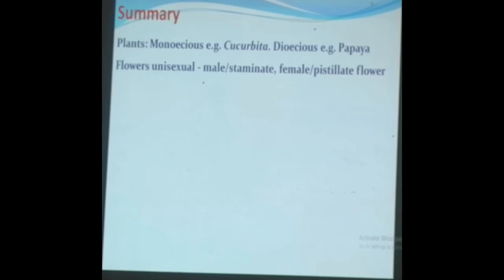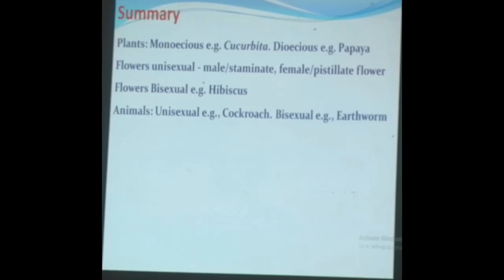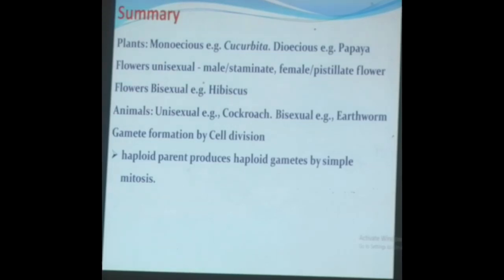Now, moving on to the flowers, they may be unisexual, as we learned with the staminate flowers and the pistillate flowers. That condition is to be remembered. Then, flowers may be bisexual, an example is hibiscus. Animals are also bisexual. In the case of earthworm, we call this condition the hermaphrodite condition, and it is unisexual in the case of cockroach. Then, gametes are formed through cell division: a haploid parent produces the haploid gamete with the help of a simple mitotic process, and a diploid parent produces the haploid gamete by meiosis.